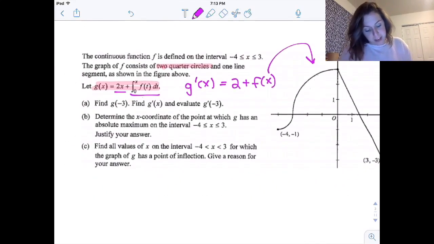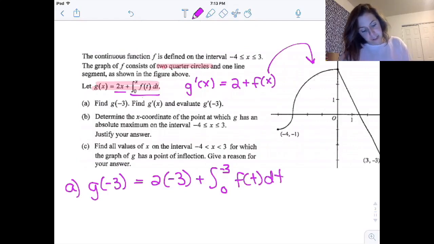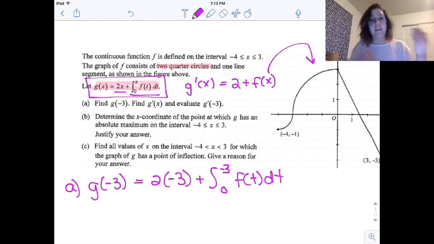I want to find g of -3. So g of -3 would be 2 times -3 plus the integral from 0 to -3 of f of t dt. So this is g. I'm just plugging -3 in wherever I see an x there. And so, okay, this is going to be -6.